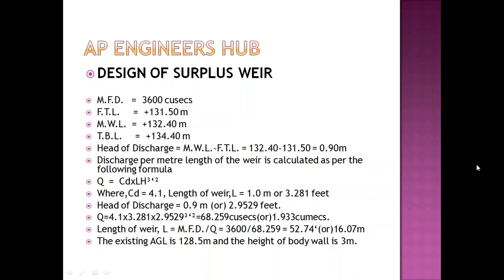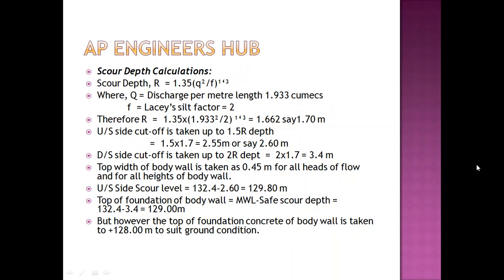The existing average ground level is 128.5 meters. The height of body wall is 3 meters. Solve the calculations. R is equal to 1.35 (q square by f) power 1 by 3, where f is the lacey silt factor, 2. Therefore, R is equal to 1.7 meters.